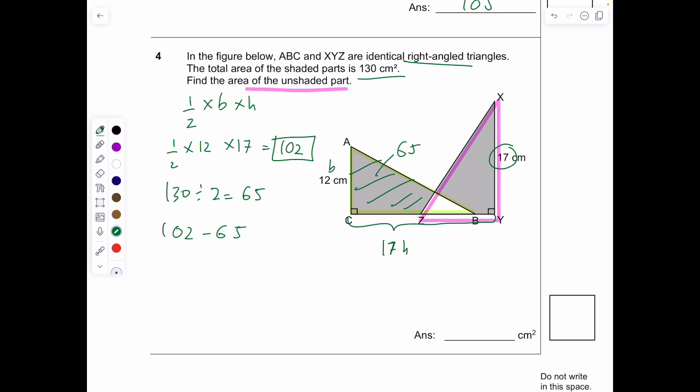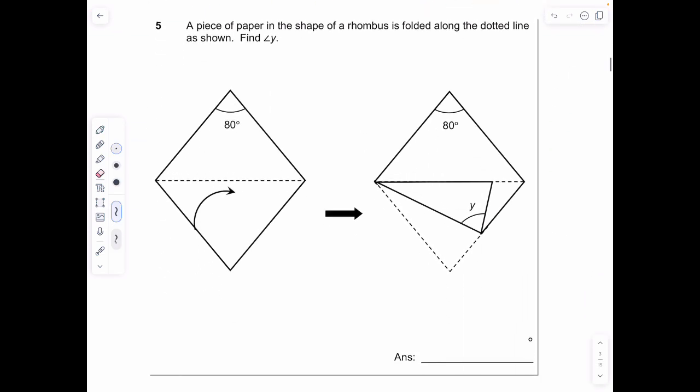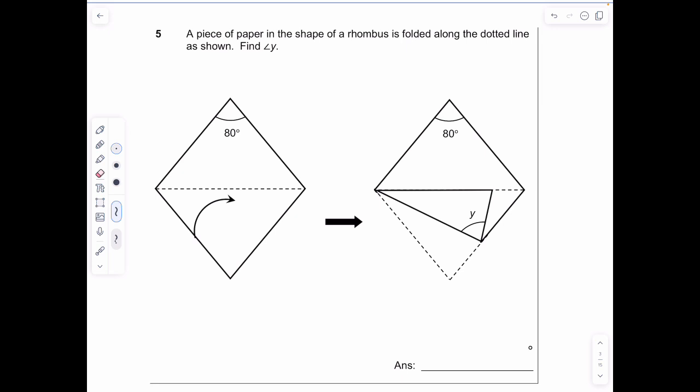And my answer is 37. So this part over here is actually 37 cm squared. Next, question 5. A piece of paper in the shape of a rhombus is folded along the dotted line.